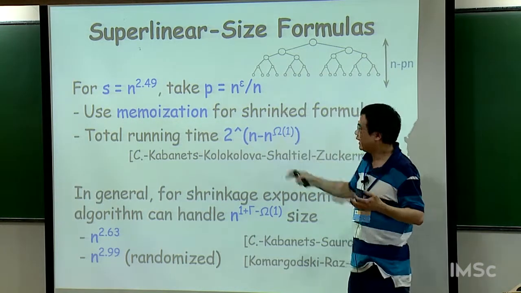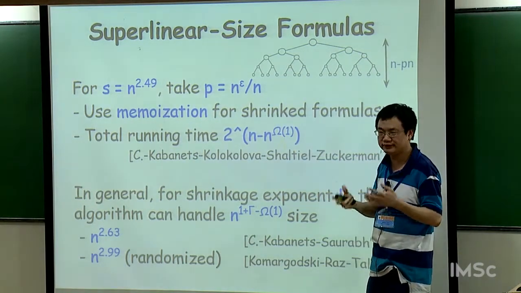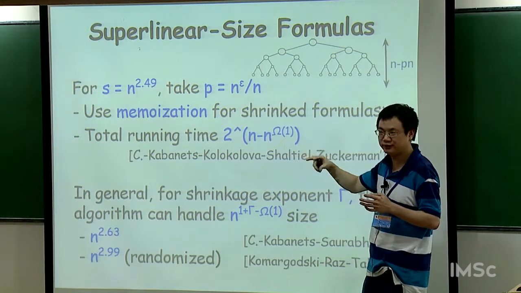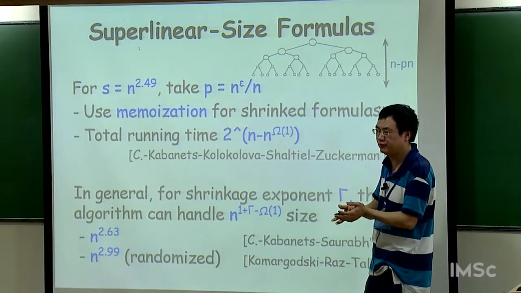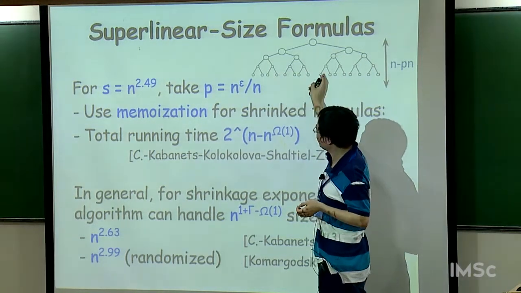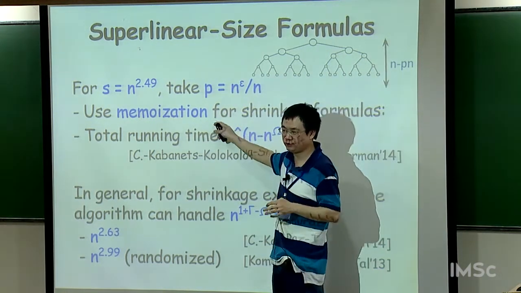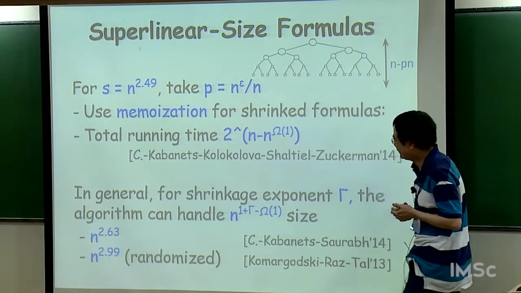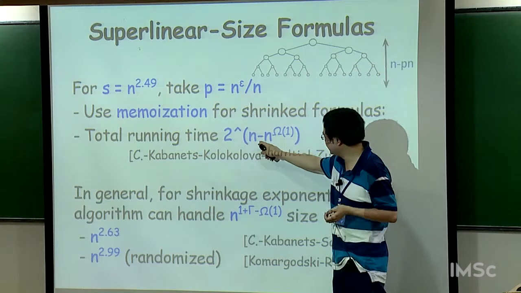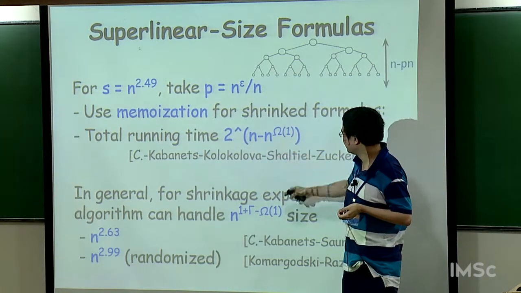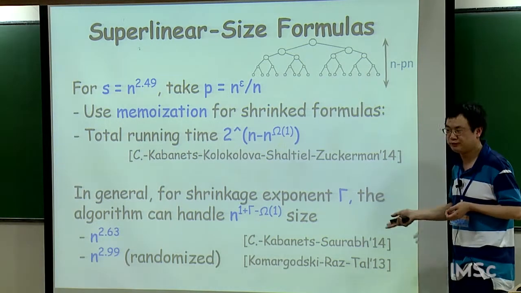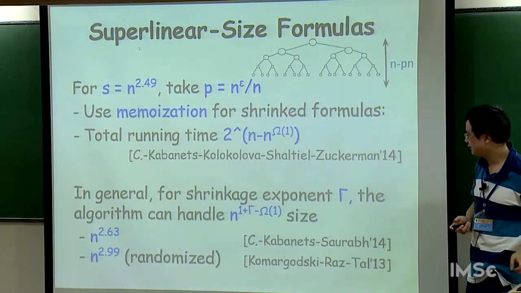So that means I can pre-compute the satisfiability of small formulas and store those results in a lookup table. And then when I go over the bottom level of this tree, I can use my lookup table to save some time. So this gives the total running time 2 to n minus n over omega of 1. So this is still non-trivial compared with brute force search.